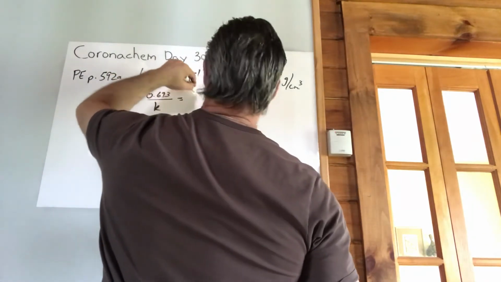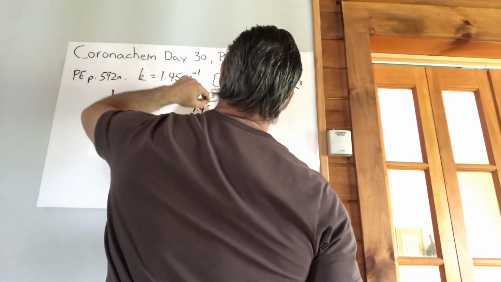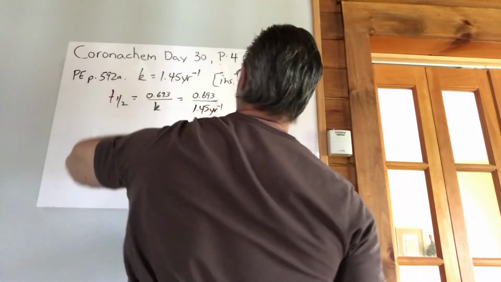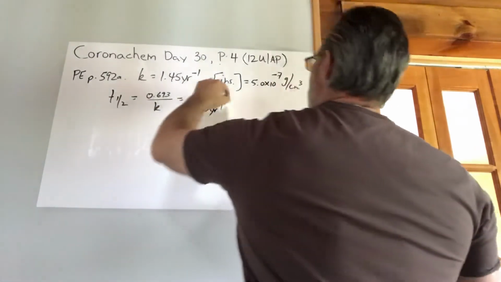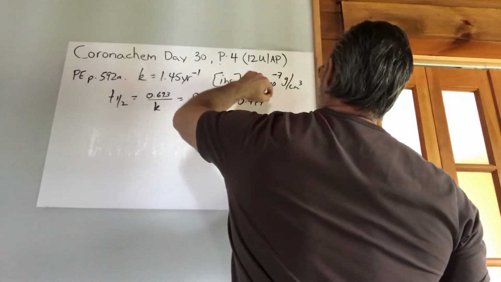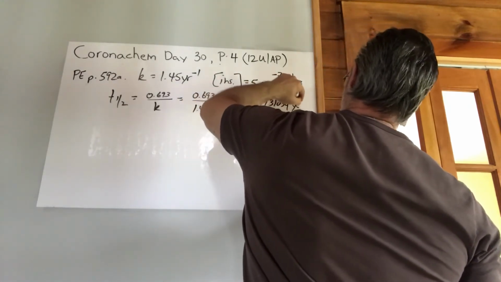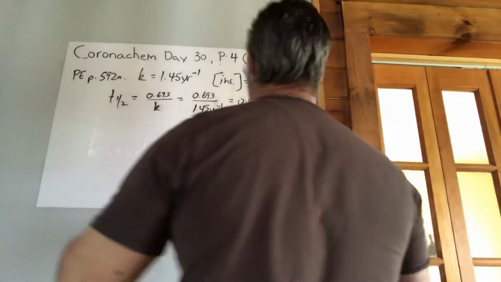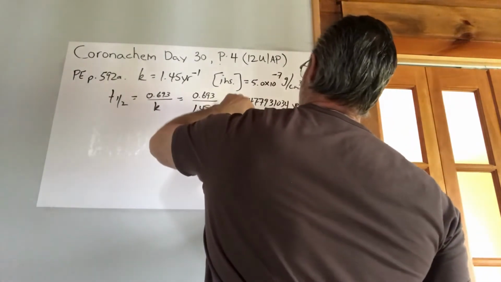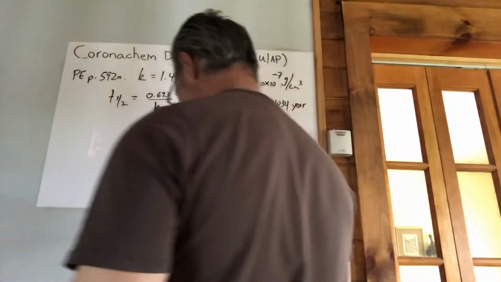And we get 0.693 over 1.45 year to the -1. That's the value of k. So it takes 0.477931034 of a year. Or if you like, 0.478 of a year. It's a little less than half a year.